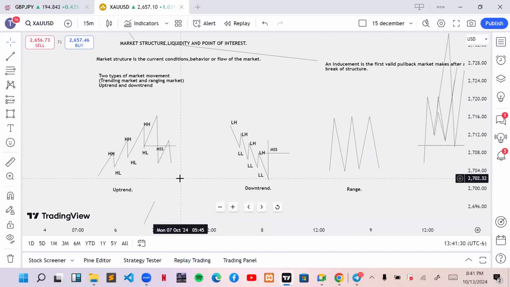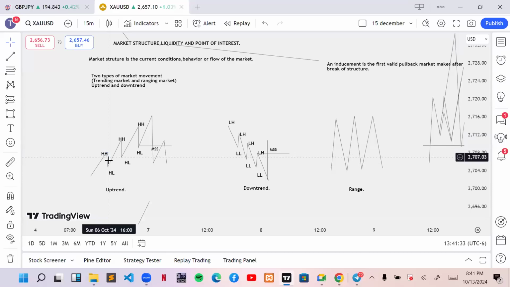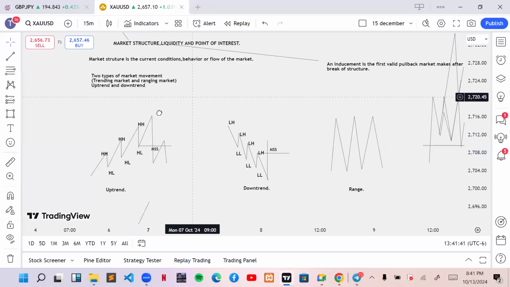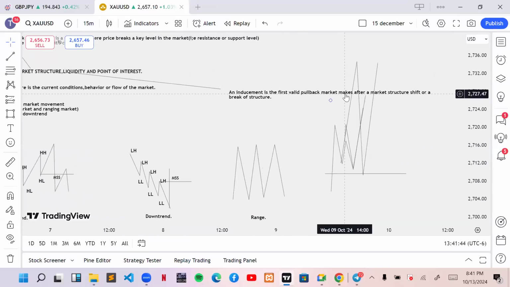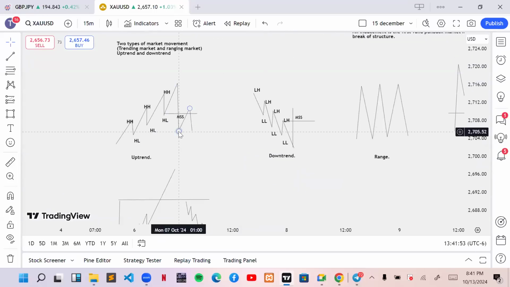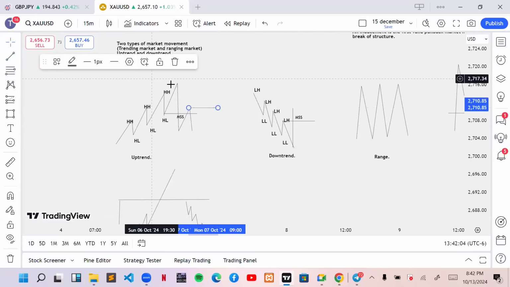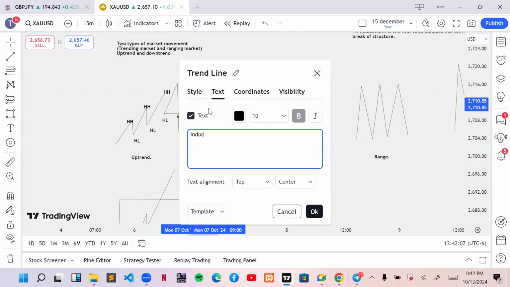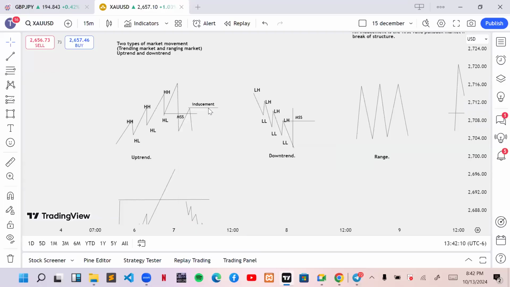So in this case, market was on an uptrend, making higher highs and higher lows, higher highs and higher lows, then it made a lower low. This was the market structure shift. And I said the inducement is the first pullback after, remember, I did not say before, I said after a market structure shift or a break of structure. So now that we have gotten our market structure shift, what is the next thing we look out for? Inducement, the one that comes after it. So this was the first pullback, and this is our inducement.